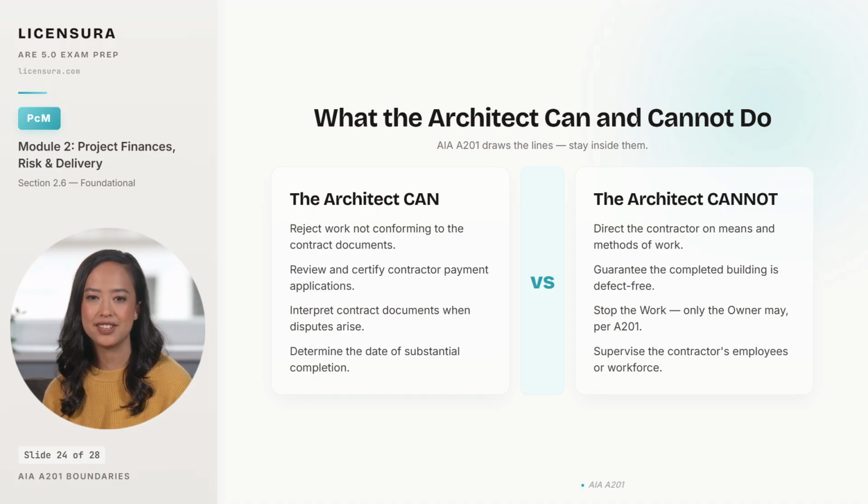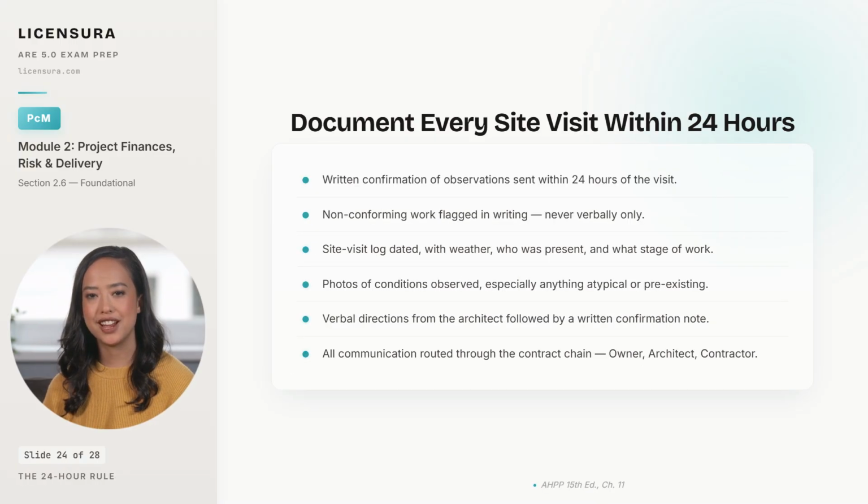The third pillar of CA risk management is documentation, specifically the 24-hour rule. 6 elements of the 24-hour rule. First, every site visit gets a written confirmation of what you observed, sent within 24 hours, because memory fades, but a contemporaneous record holds up in a dispute. Second, any non-conforming work gets flagged in writing, never verbally only, because a verbal flag that did not become a paper trail might as well not have happened.